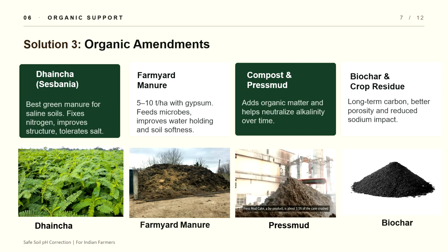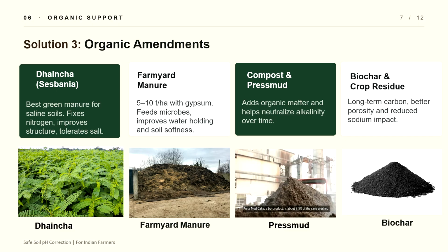Solution 3, organic amendments. First, Dhaincha, Sesbania, a green manure crop. It is the best green manure for saline soil, fixes nitrogen, improves structure, and tolerates salt. You can see the figure of the Dhaincha. Then farmyard manure, applied at the rate of 5 to 10 tons per hectare with gypsum, feeds microbes, improves water holding, and softens soil. It is the figure of the farmyard manure.